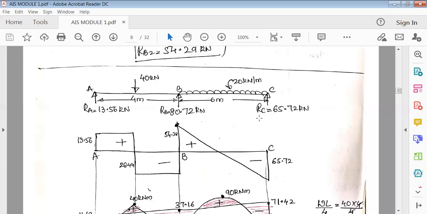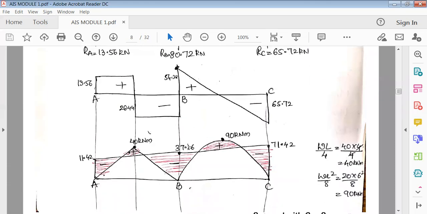So you're at this point. So minus 65.72, and there is the RC which is acting upward. So it is plus 65.72. So you have to draw this line. So plus and minus cancel, and now you have reached the zero line. This is how you draw the shear force diagram.